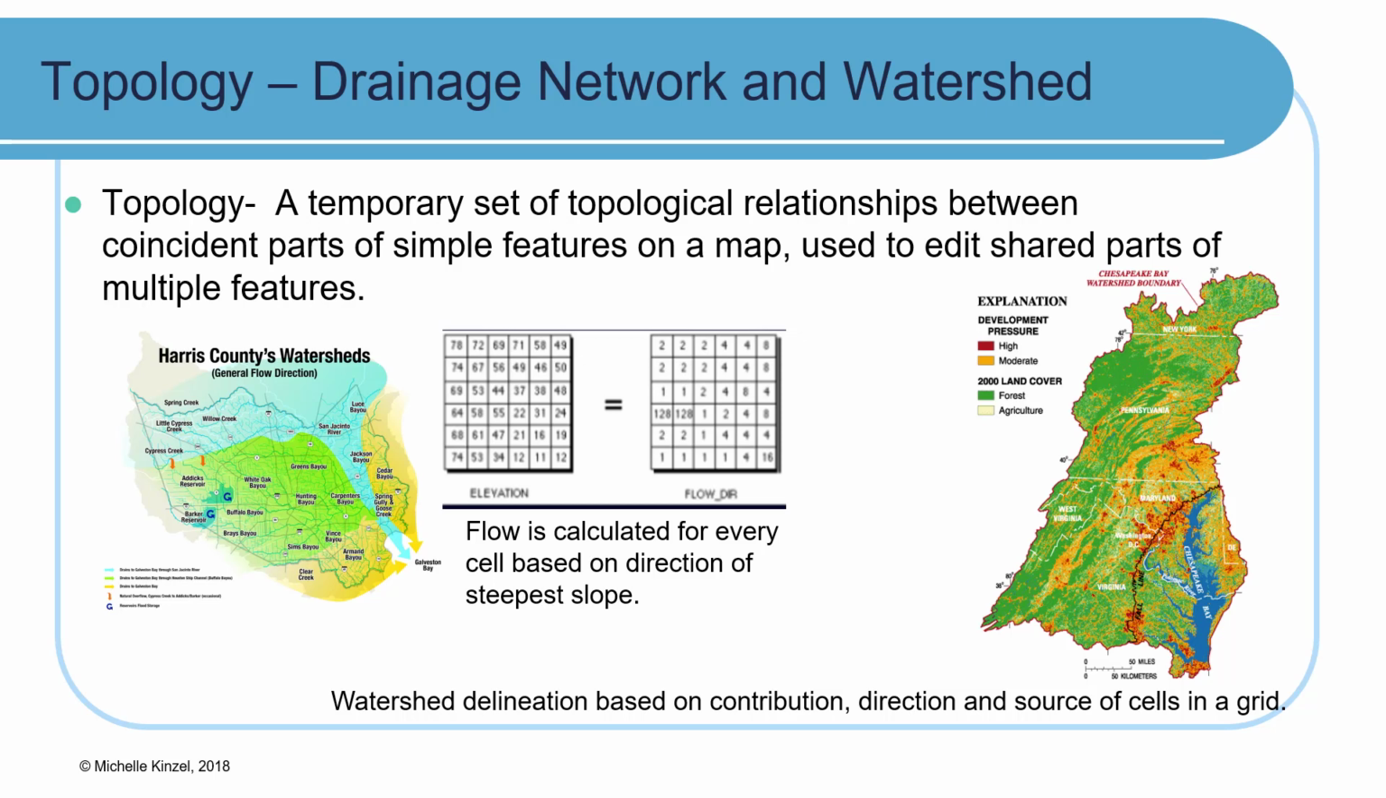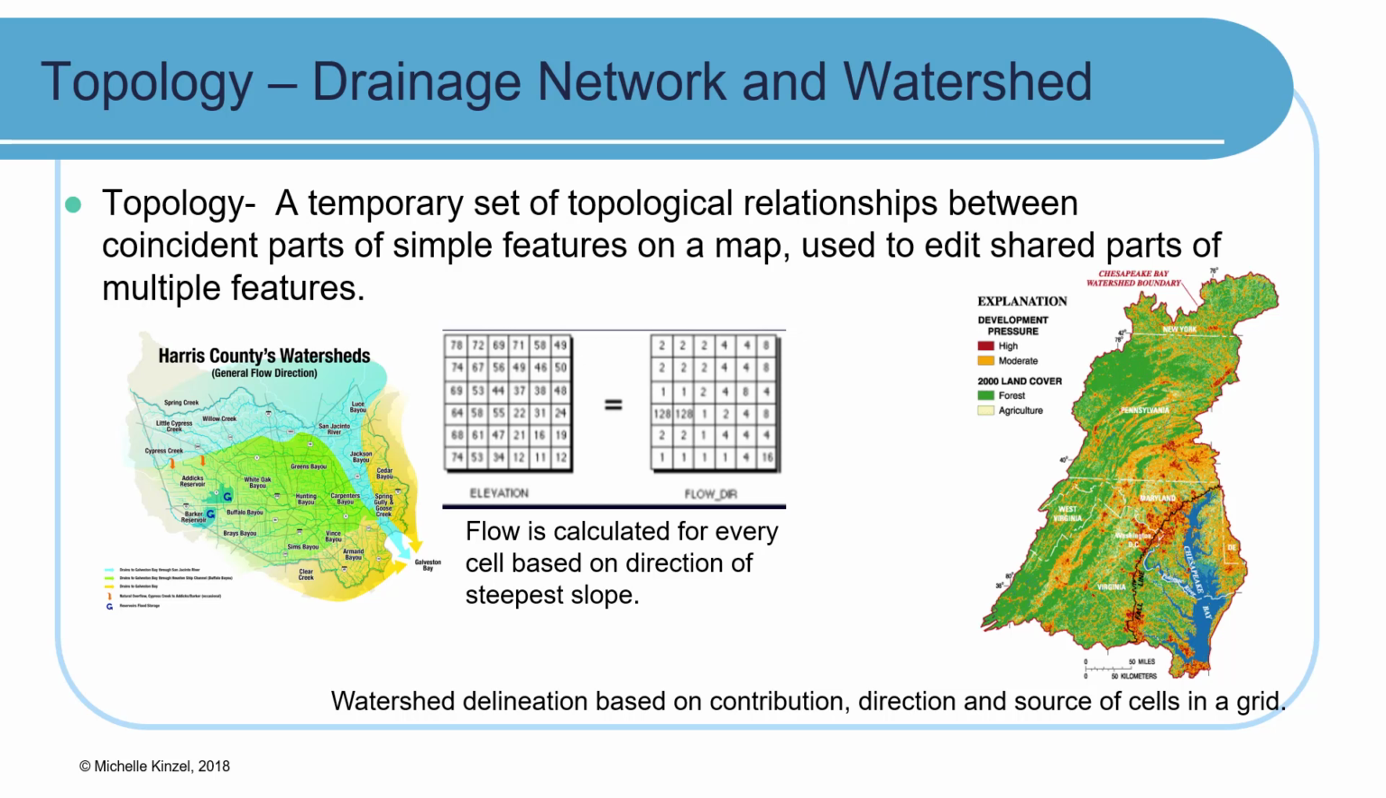in a watershed. And so you can see that flow is calculated for every cell, which is based on the direction of the steepest slope. So on the left, in those squares, we have elevation values, and then on the right would be the flow direction that's been calculated based on the values that you see on the left. And then finally on the right is another model map, and it is showing development pressure coded as high and moderate within the Chesapeake Bay watershed boundary, and it's also showing some land cover.